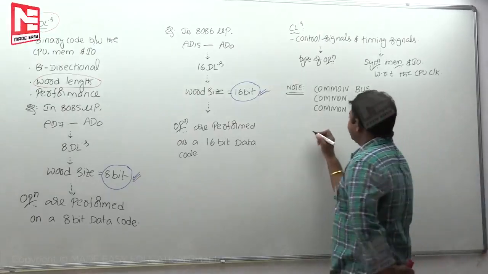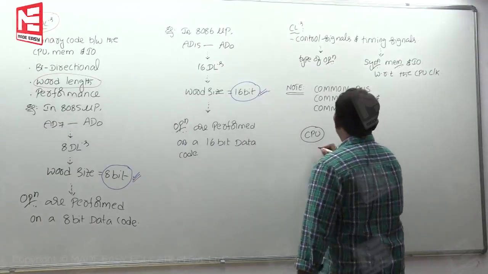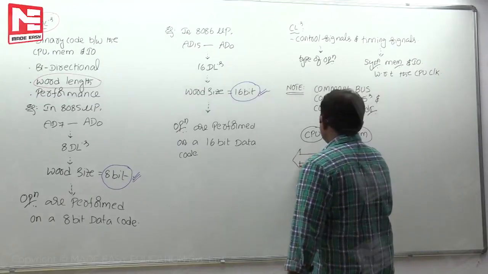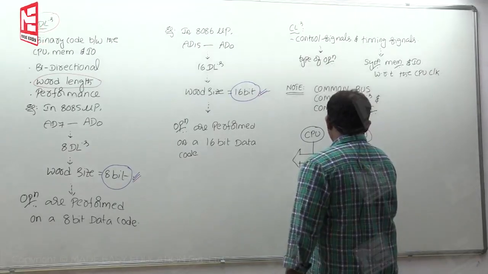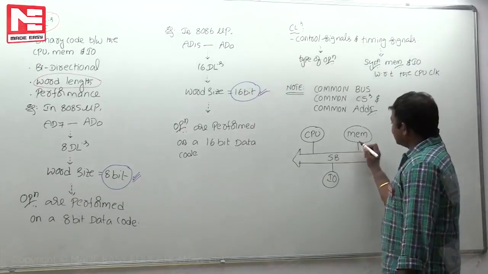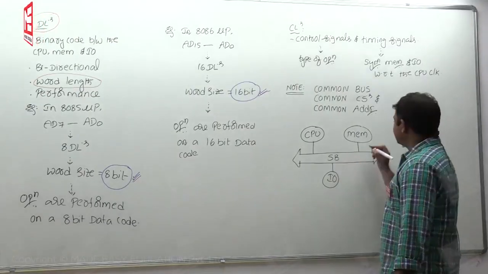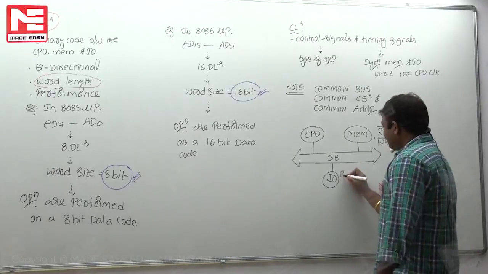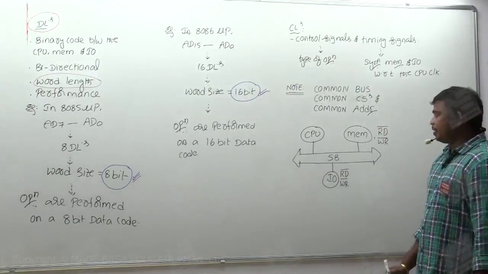Okay, see here. CPU, memory, and IO. Here, the system bus is common for memory and IO. Memory uses the same bus, IO also uses the same bus. Next, control signals. Memory control signals are read and write. IO control signals are also read and write. Now we can say control signals are common.